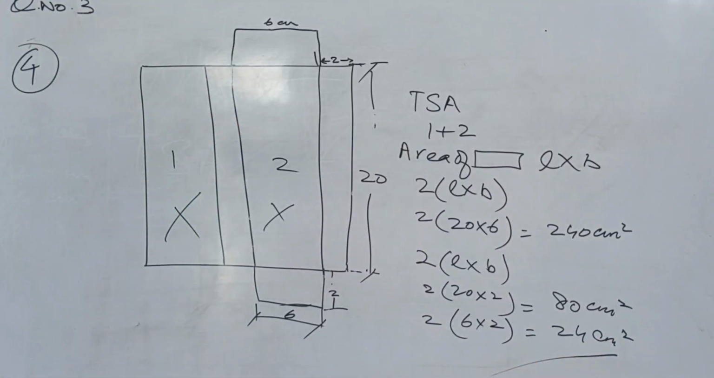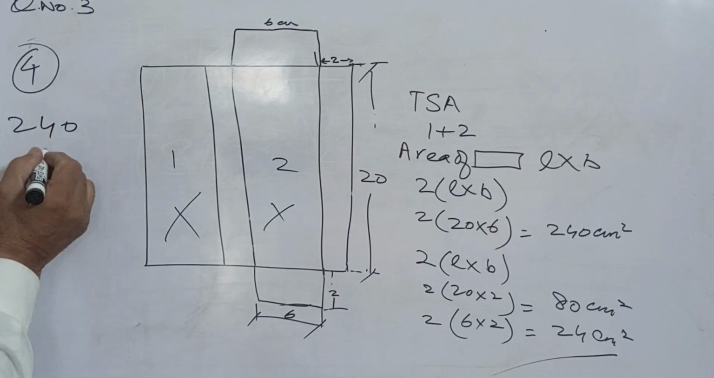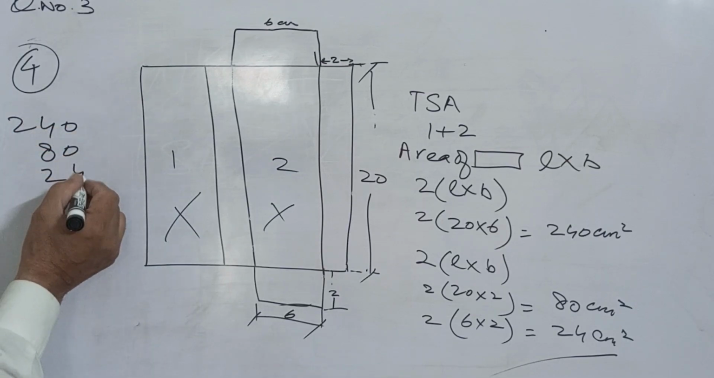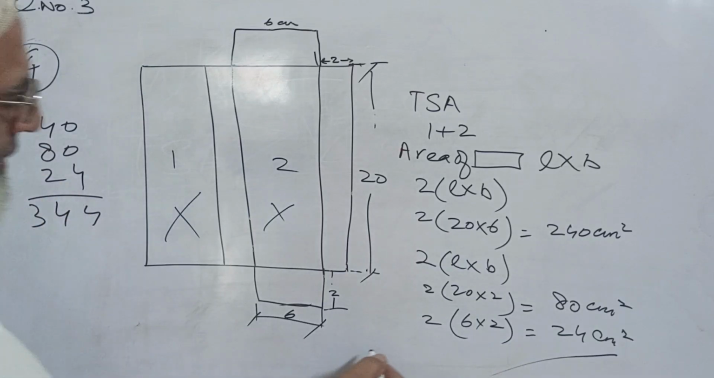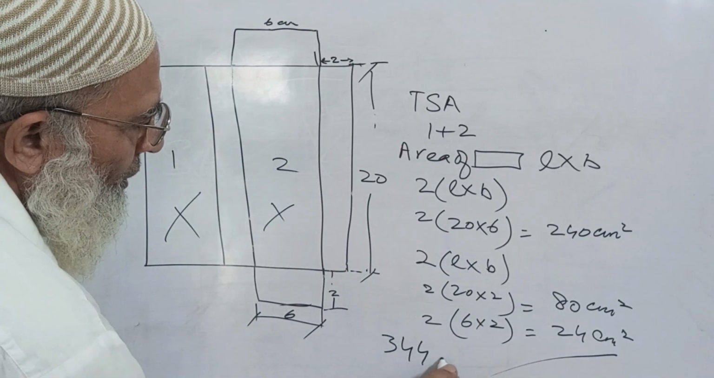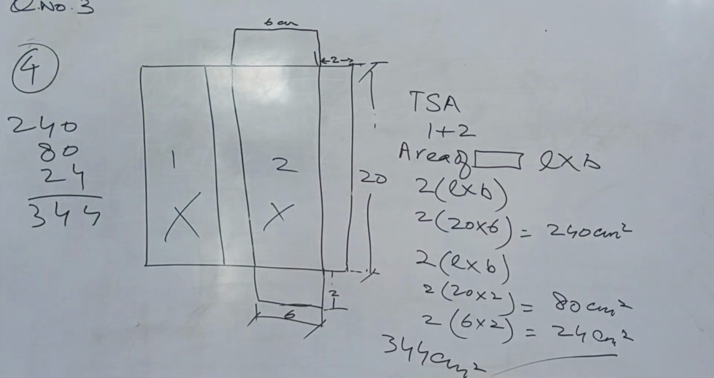Just add them up: 240, 80 and 24. It is 344 centimeters square.